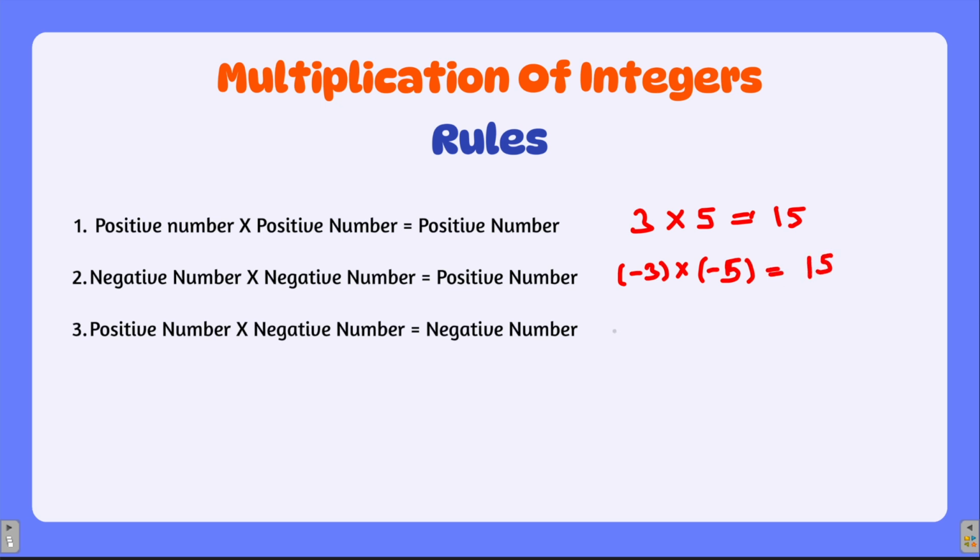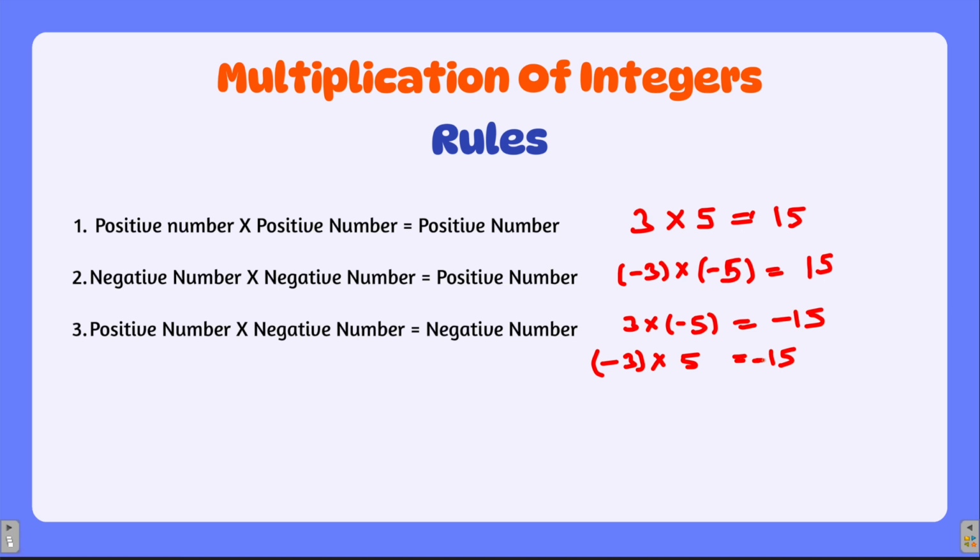And the third rule says that a positive integer and a negative integer, if we multiply them together, we get a negative integer. So let's suppose if we multiply 3 with minus 5, we get minus 15, a negative integer. Or if we multiply a negative integer with a positive integer, we get the same answer, a negative integer. Like if I multiply minus 3 with a positive integer 5, I'll get minus 15, which is a negative integer. So these are the rules of integers.